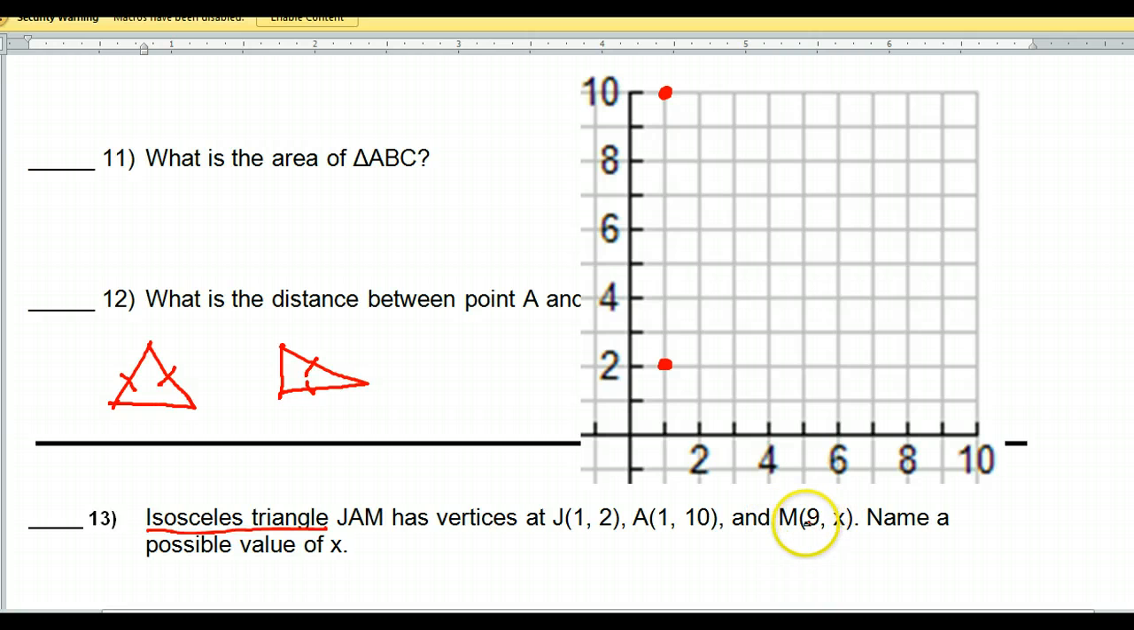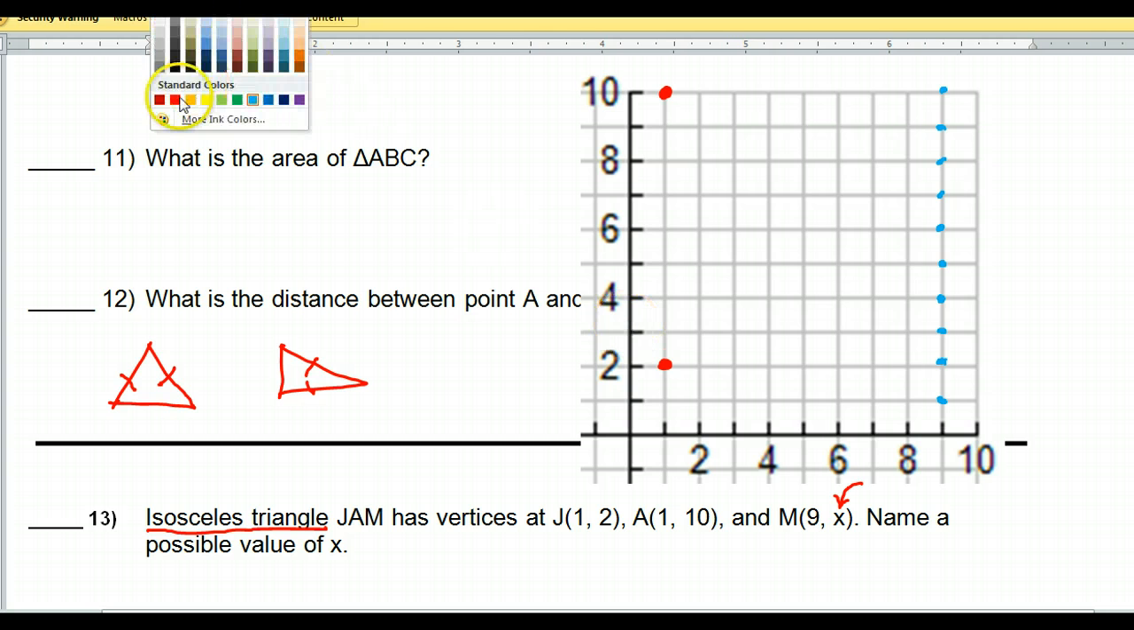Now, we know that the other vertex is (9, something). So that means it's over 9 and up something. We're supposed to find out what this unknown value is that says how high it is. So these are the possibilities. We know it's (9, something). Is it 1, 2, 3, 4, 5, 6, 7, 8, 9, 10? The question is which of these will form an isosceles triangle.